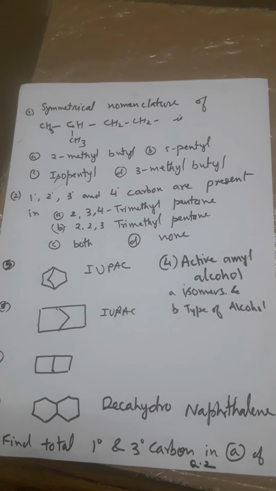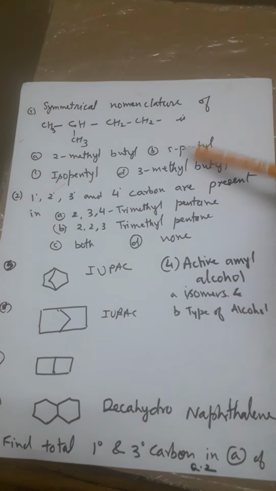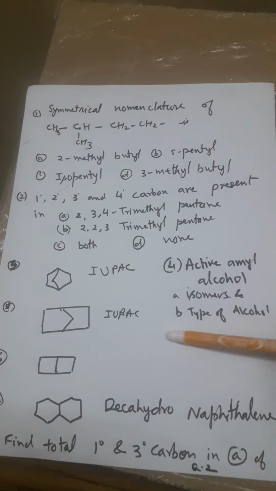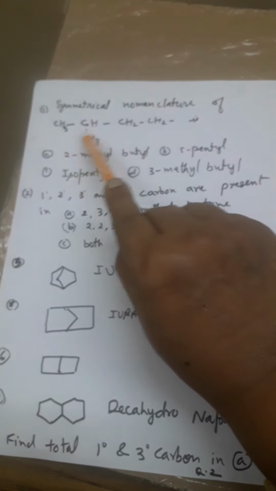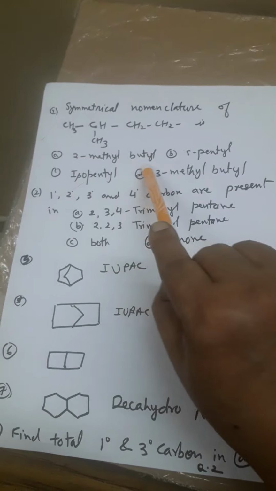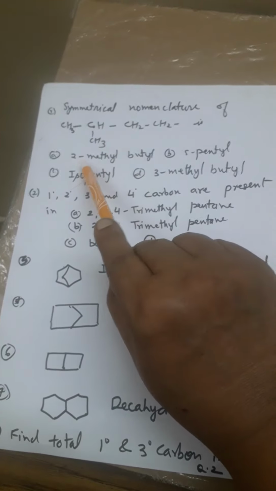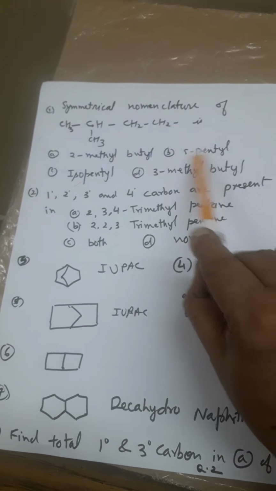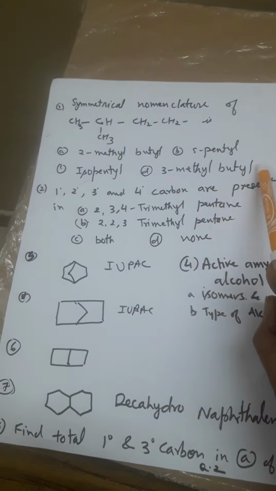Hello student, write down all these structures. We have to do nomenclature, IUPAC naming of the given compound. This is the structure, and then 2-methyl-butyl. This structure is either 2-methyl-butyl or S-pentyl, isopentyl or 3-methyl-butyl.